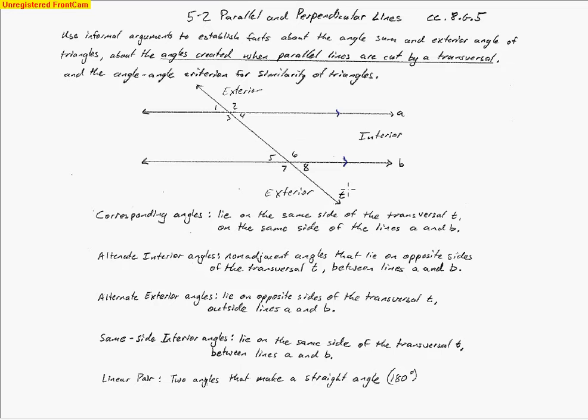T is called our transversal. A transversal is just when a line goes across two lines. And so the transversal ends up forming four angles with A and four angles with B. And we have some relationships with those.